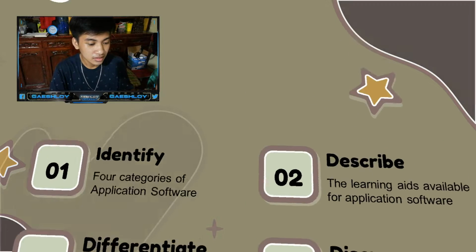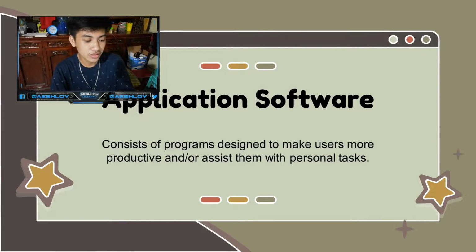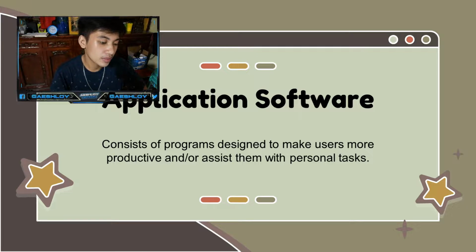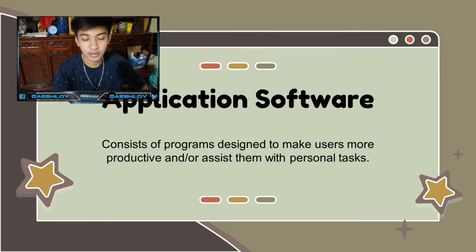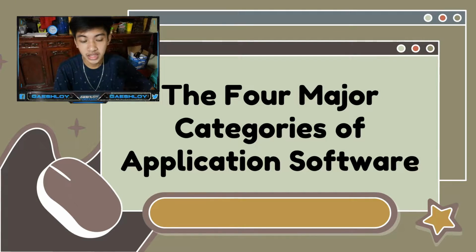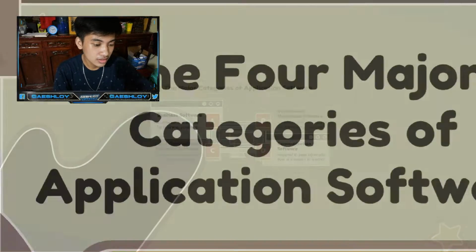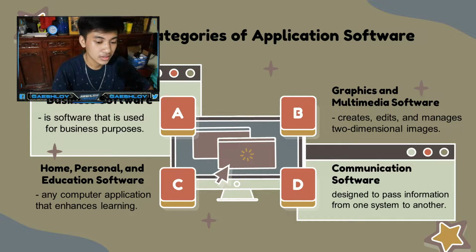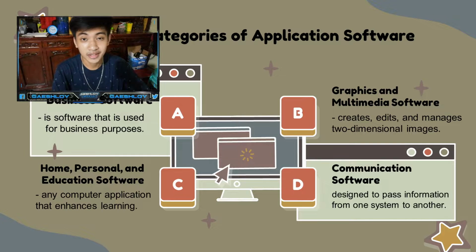So yes, what is application software? Application software consists of programs designed to make users more productive and/or assist them with personal tasks. Then we have the 4 major categories of application software: business software, graphics and multimedia software, home, personal and education software, then communication software. So let us talk all about this later on in this video.